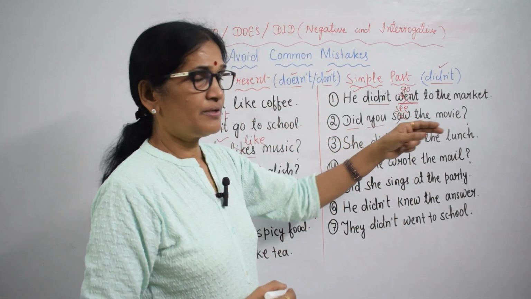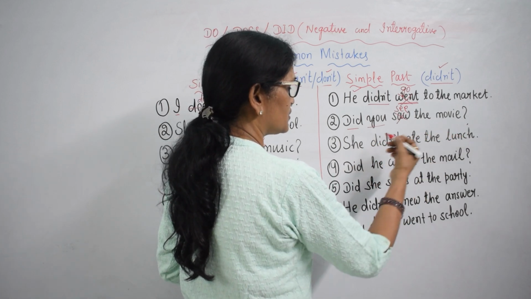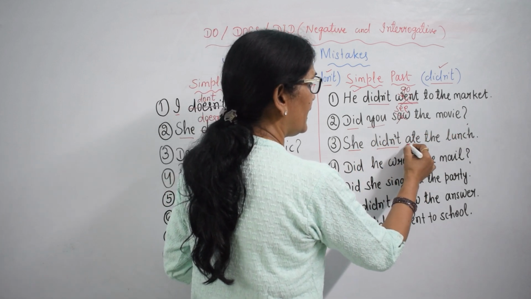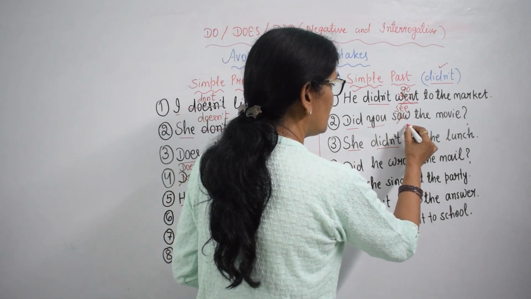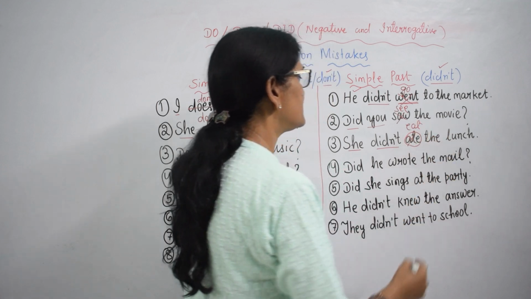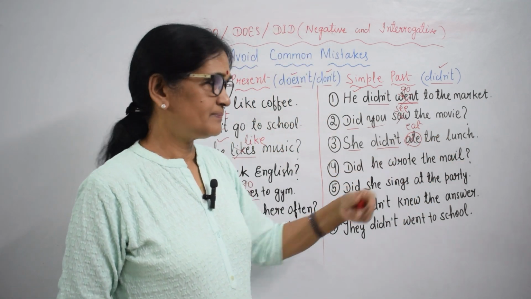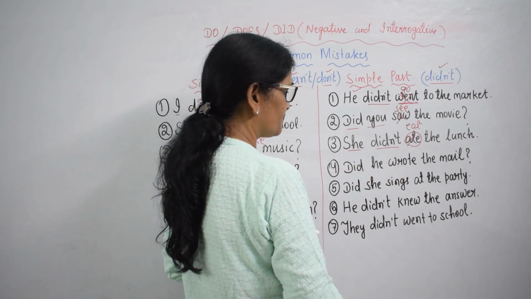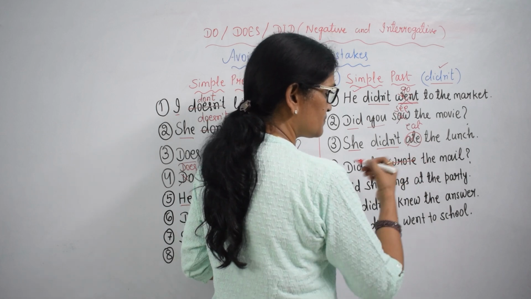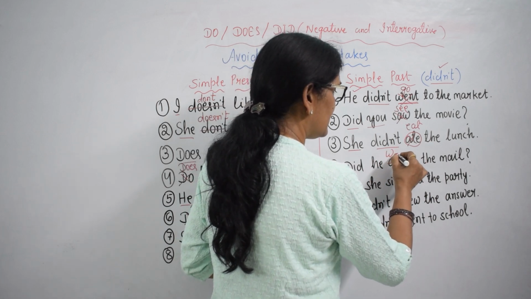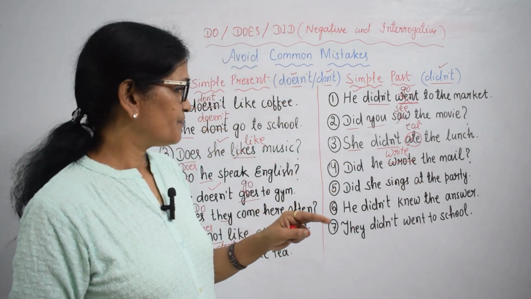"She didn't ate the lunch." She didn't ate. Ate is the past form of a verb. What will be its base form? Eat. She didn't eat the lunch. "Did he wrote the mail?" This is one interrogative sentence. Did he wrote? Wrote is the past form of a verb. Instead of that, write. Did he write the mail?